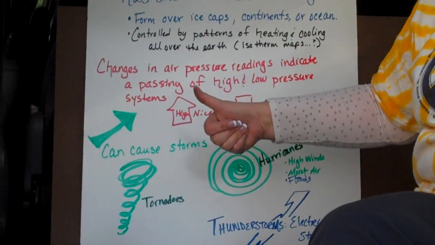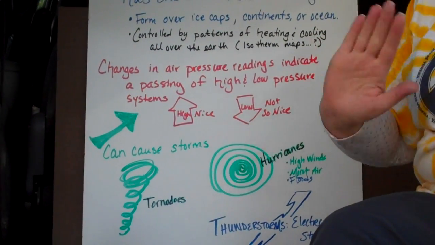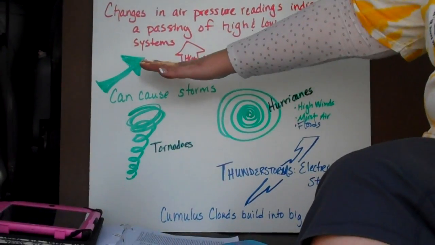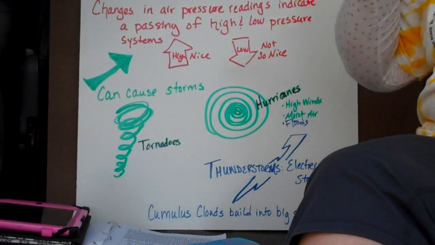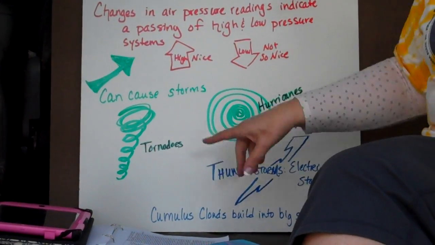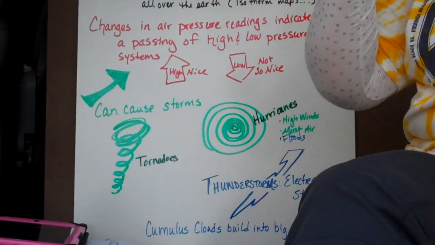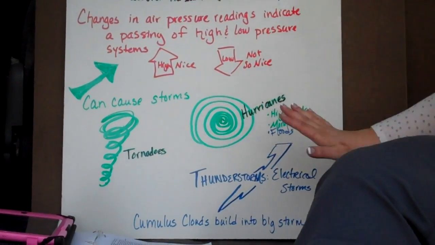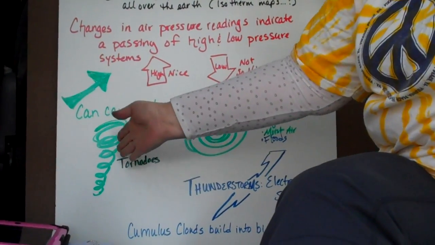Remember, high pressure systems make nice weather, like today. Low pressure systems, not so nice. Now, the changing of these systems cause storms. When a high pressure system and a low pressure system come together, they can come together in a particular way to make tornadoes. You know what those are. That's the funnel cloud mess. Hurricanes, this is like looking down on a hurricane. That's like looking side on at a tornado.